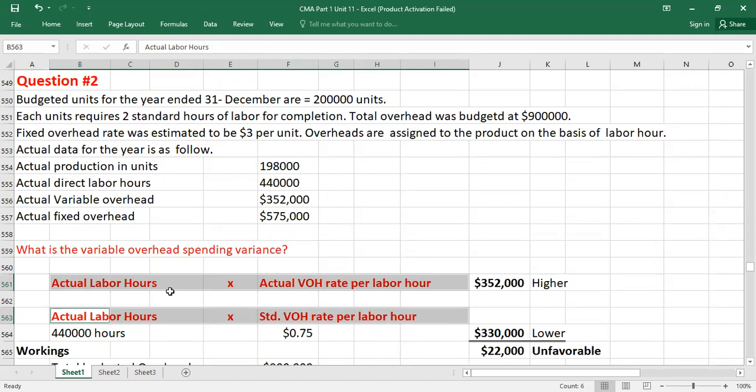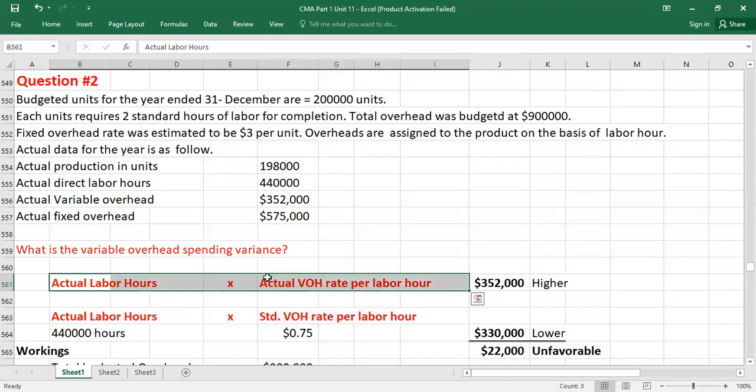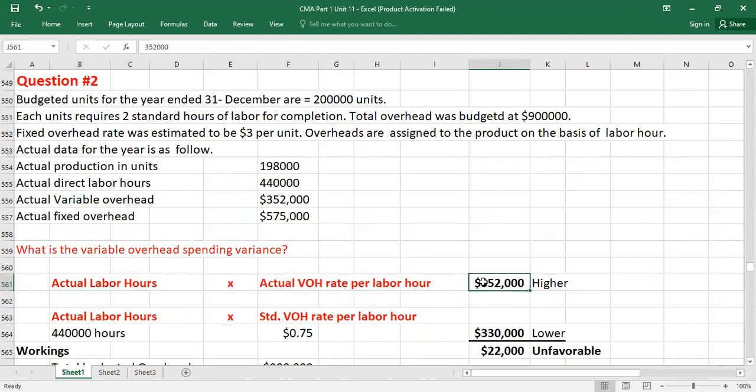If you look at the first line, once you multiply actual labor hours with the actual variable overhead rate, this should give you the actual variable overhead cost. And by the way, this cost is given straight away in the question. You can see it here, so we will put this value here. Now we need to calculate actual labor hours, and for actual labor hours you are also provided with this data. Here you can see actual labor hours are 440,000 hours, so you will put it here.